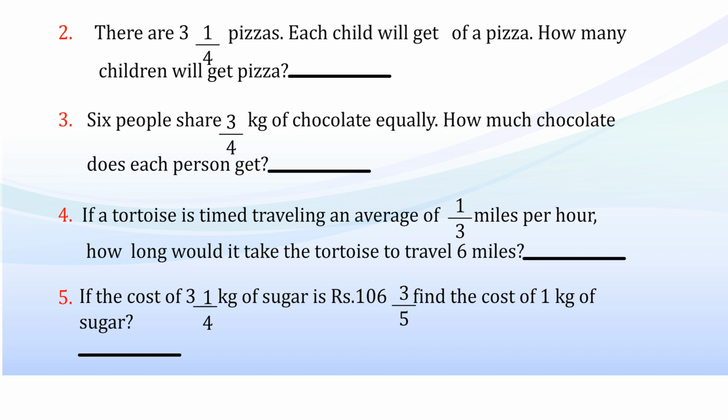4. If a tortoise is timed traveling an average of 1/3 miles per hour, how long would it take the tortoise to travel 6 miles? 5. If the cost of 3 1/4 kg of sugar is 106 3 by 5 rupees, find the cost of 1 kg of sugar.